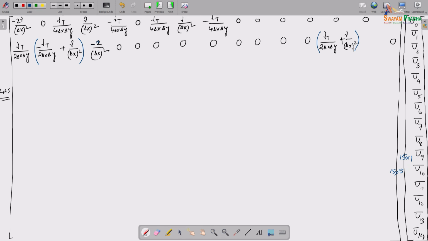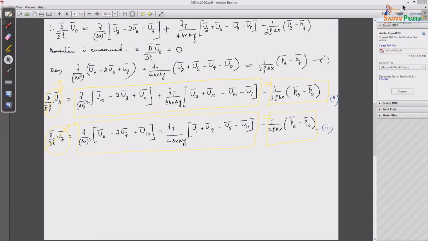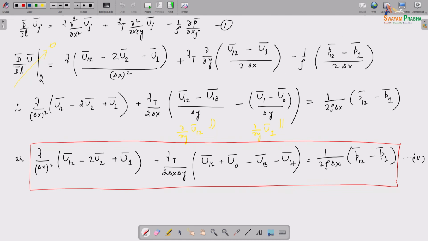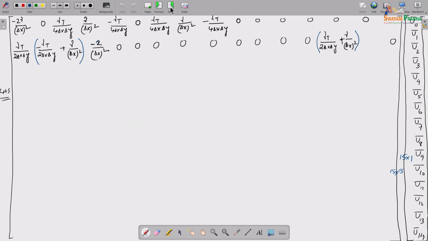Now 13 is minus nu t by 2 delta x delta y. That's all we have. That's it. So that's equation 2, which is set up.